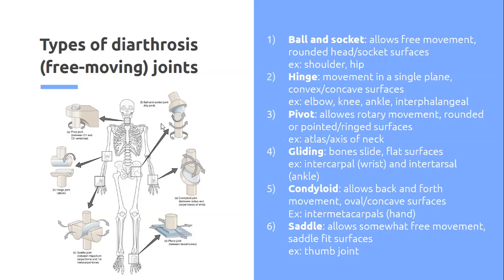It allows very free movement. Then we have the hinge right here, which is like the elbow. As you can see, it looks like that, and that's what allows you to move your elbow up and down. Then we have your pivot joint up here, and it allows you to rotate. As you see by the arrows, it's located in your neck. And we have gliding next.